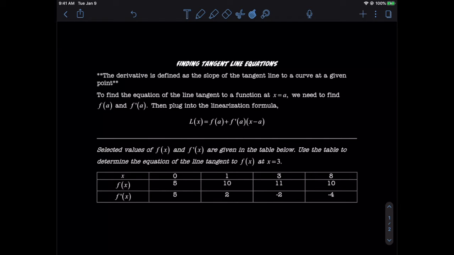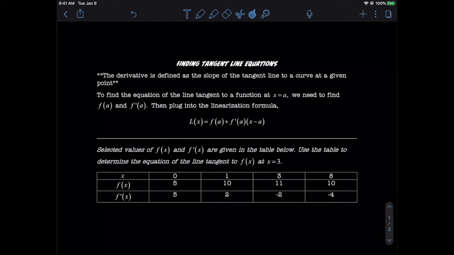Well, hello there. Today we're going to be talking about finding the equation of a line tangent to a curve at a point by using a function's derivative. We're able to do this thanks to the definition of derivative. It is defined as the slope of the tangent line to a curve at a given point.